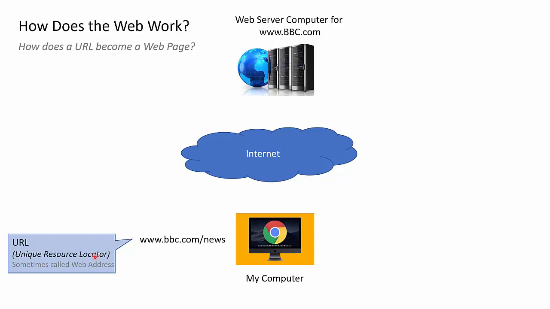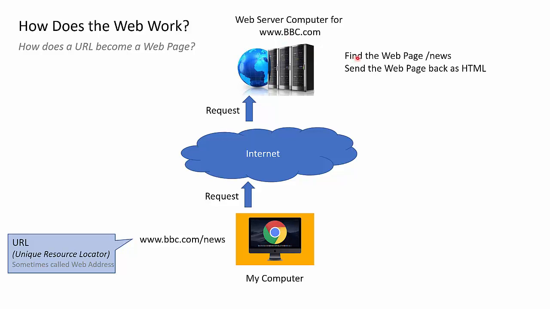It's unique because everyone has its own one, and the locator part says, well, this is how we're going to find it. So when I ask my web browser to show me a web page, the first thing it does is put together a message called a request, and that goes over the internet to the web server for the computer that I'm looking for, which in this case is this computer here. This computer then looks through its files to say, do I have that web page that's been requested? In this case it does.